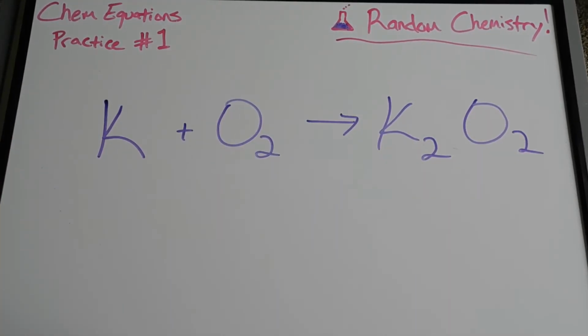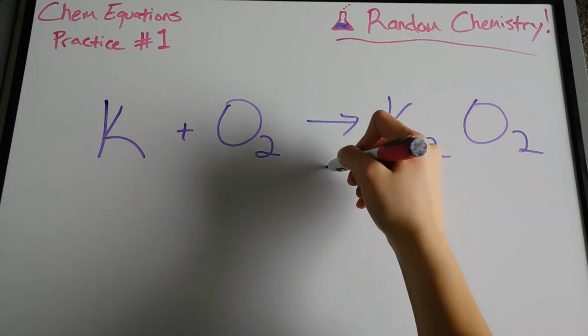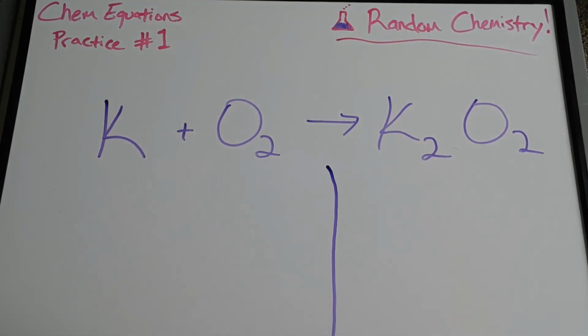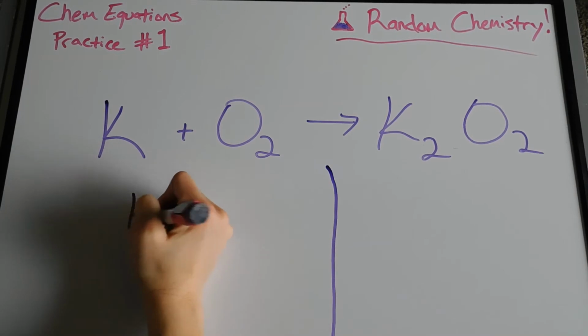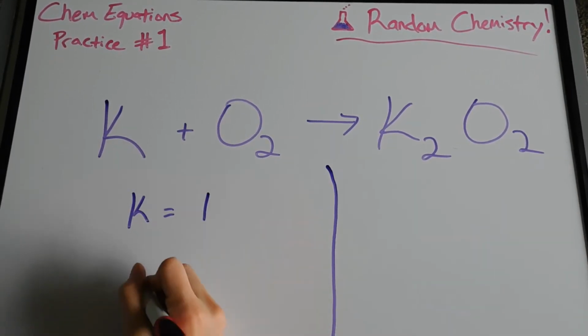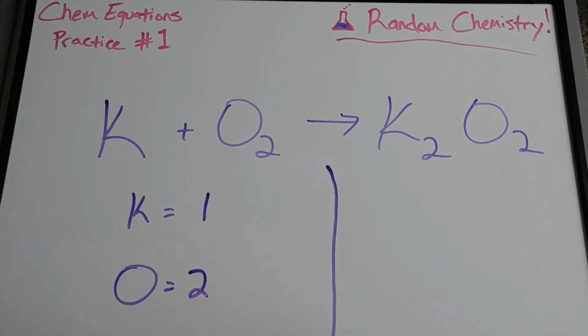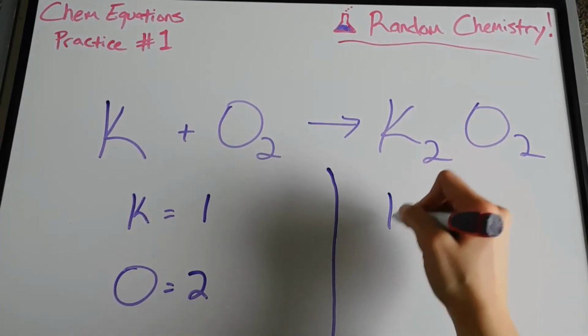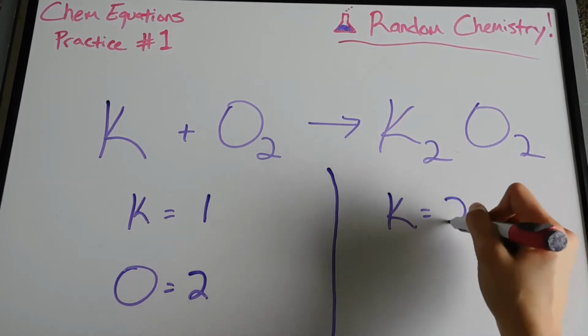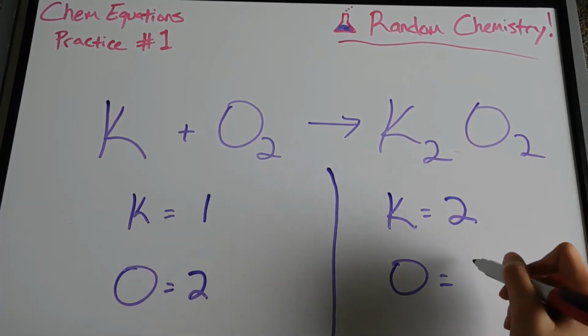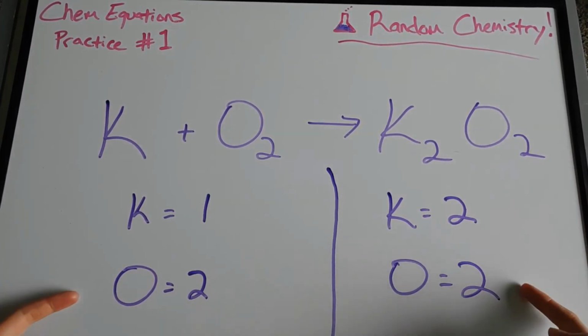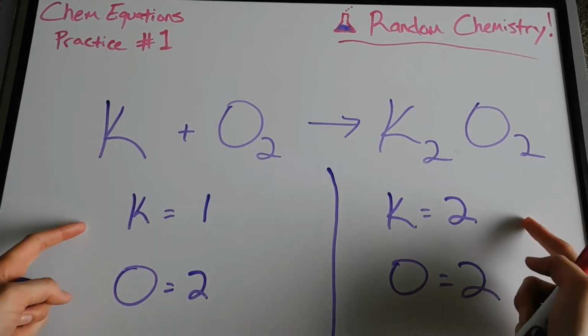All right, here's our second equation. Let's draw our line and count our atoms. On the left side, we have 1 potassium and 2 oxygen. On the right side, 2 potassium, 2 oxygen. Our oxygen are balanced, our potassium are not.